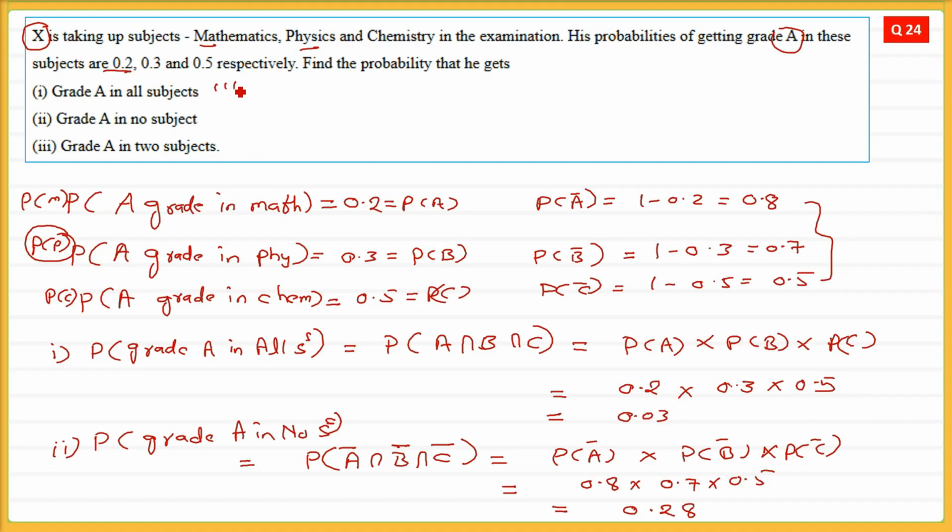So this is the third one. Grade A in 2 subjects. What does it mean? It means grade A not in one subject. That is math, physics and chemistry. So 2 at a time. So math, physics but not in chemistry. Again, MPC, I'm writing 3 times.